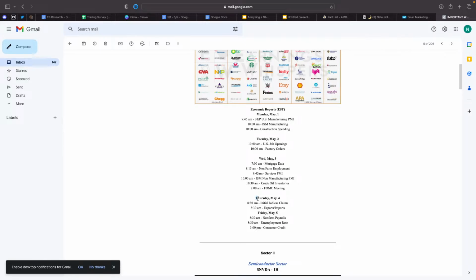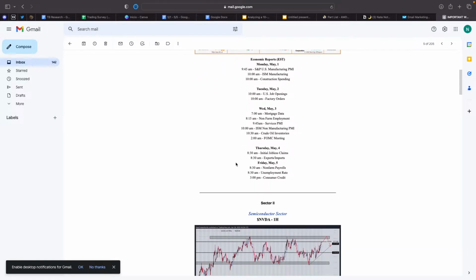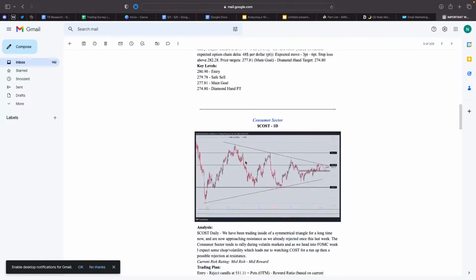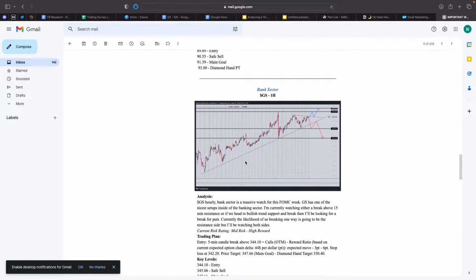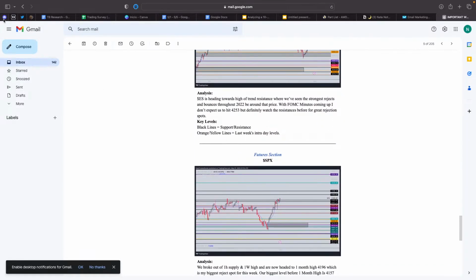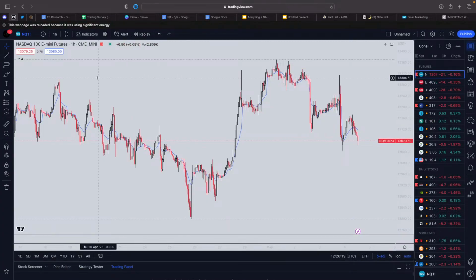So we go to Thursday, May 4th. We have at 8:30 initial jobless claims and 8:30 as well exports and imports. So that should be coming in about 5 minutes. Other than that, that should be all. We should expect non-farm payrolls for tomorrow, and then unemployment as well as consumer credit. So that's something to also be prepared for. And then of course our weekly setups will follow that. Other than that, let's move on to futures and let's get started.